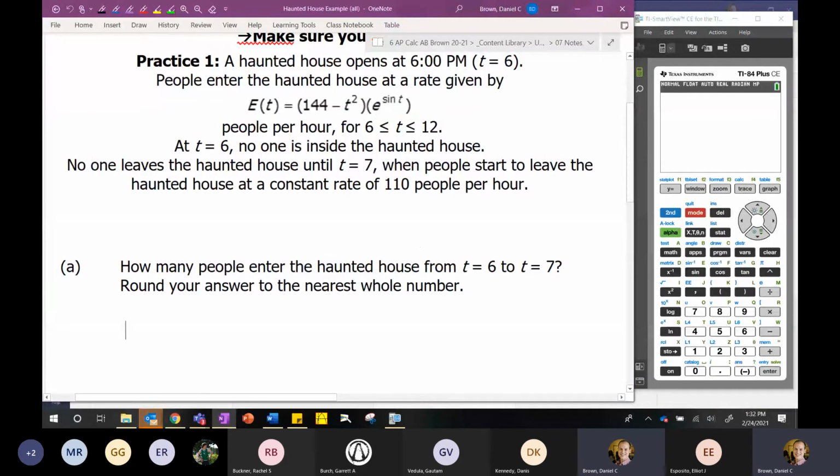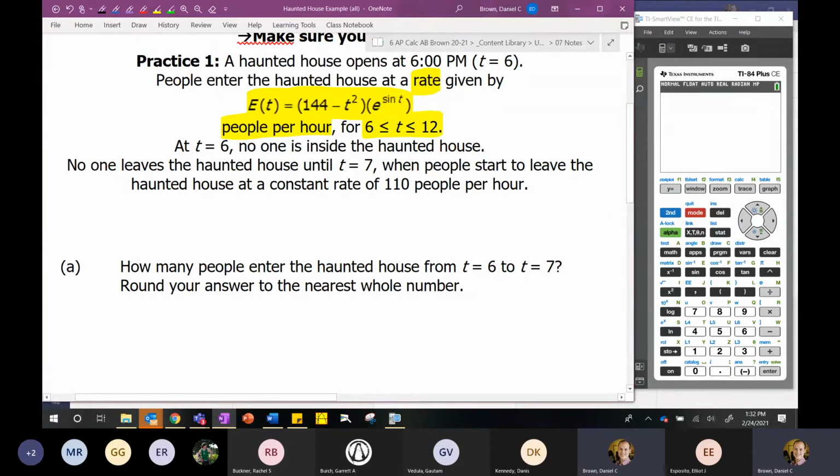Looking at the question, we have this haunted house. These questions will always have a similar format. However it's formed, there's always going to be something consistent. We're always going to have some function representing the rate of something entering, some input rate. In this case, we have a haunted house. People are entering by this function E of t. It is a rate measured in people per hour. Also important is that the E of t function is only good from 6 to 12. So that is basically the input function. This is the rate that people are entering the haunted house.